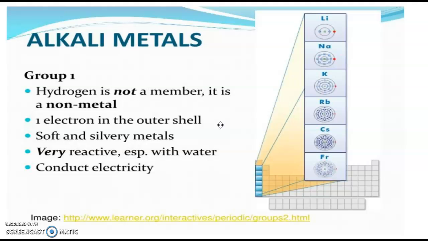First one is the alkali metals. So you can see in the periodic table, first group, that is lithium, sodium, potassium, rubidium, cesium and francium. Here hydrogen is not a member because it is a non-metal. So these are alkali metals, which have one electron in the outer shell, that is the valence shell.